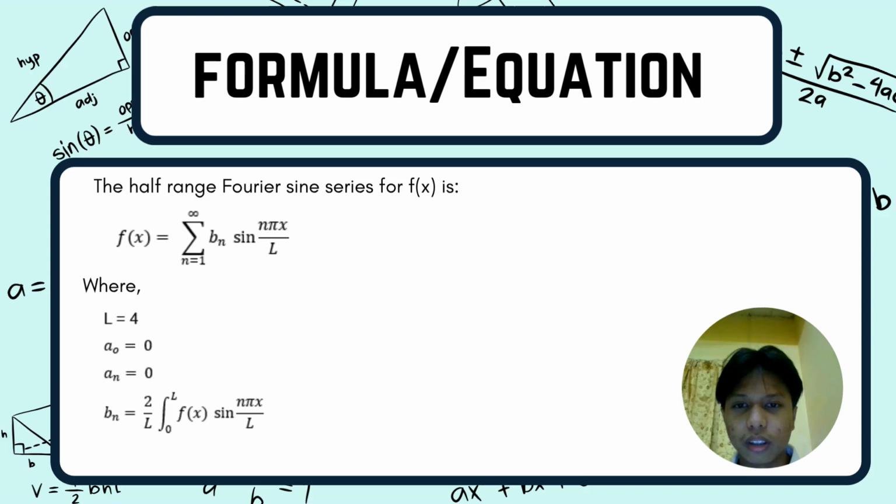So this is the formula or equation for question B, which is the Fourier sine series. The equation for f(x) is equal to the sum of bn sin(n pi x over l), where l is equal to 4, as we mentioned before. a0 and an are equal to 0, and the bn equation is equal to 2 over l, integration from 0 to l, f(x) sin(n pi x over l) dx.